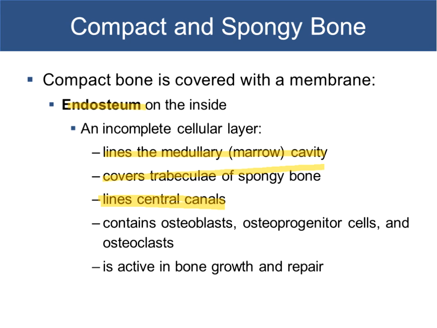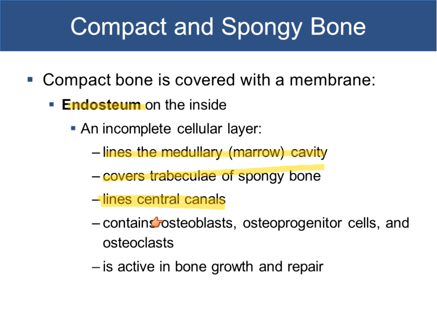Compact bone is covered with that membrane. On the inside of compact bone, we have the endosteum. Endosteum is an incomplete cellular layer that lines the medullary cavity. We also find endosteum that covers the trabeculae of spongy bone, because if you remember, spongy bone and compact bone aren't actually structured exactly the same way. Spongy bone doesn't have any osteons, compact bone does. The trabeculae don't have blood vessels that come directly to them. They have red bone marrow that has blood vessels, whereas osteons have a direct blood supply through the central canal. We also find the endosteum lines the central canal itself.